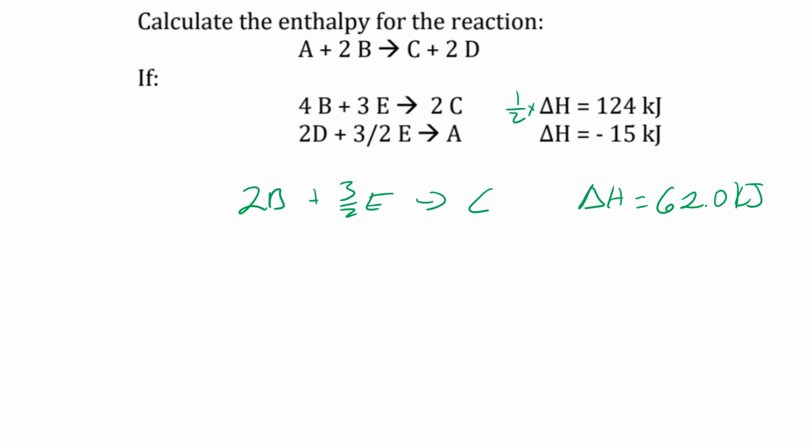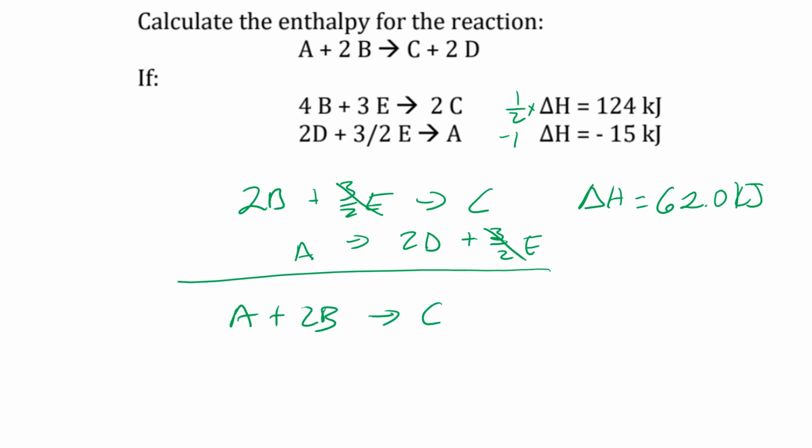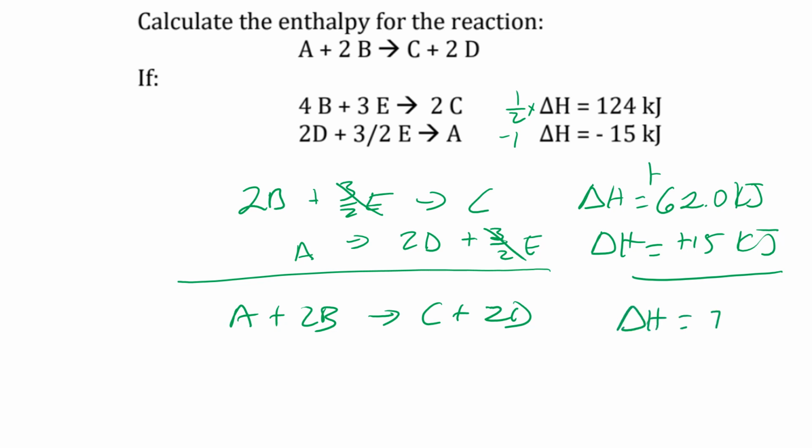I see that I clearly need 2D and A flipped. So I'm just going to multiply all of this by negative 1. So the negative flips the thing, so it's going to be A produces 2D plus 3 halves E. And lo and behold, look what happens. The 3 halves E's cancel out, and I am left with A plus 2B produces C plus 2D. My delta H is going to be now a positive 15 kilojoules. We're both positive, so just add them. My enthalpy will be 77 kilojoules.